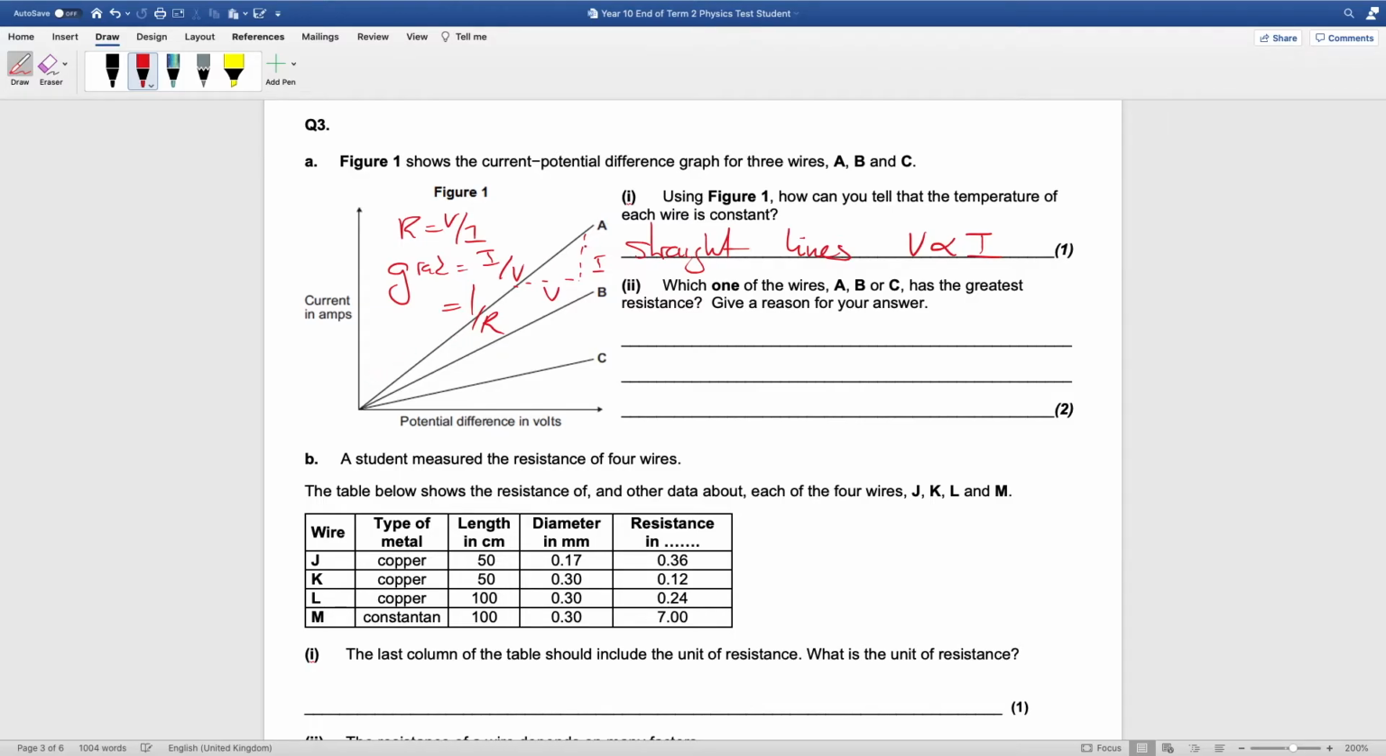Or vice versa. But in this case, C is the one because it has the smallest gradient, and the gradient is 1 over the resistance. You've got to say both of those things for the mark. And there is no mark for any kind of justification for A or B.